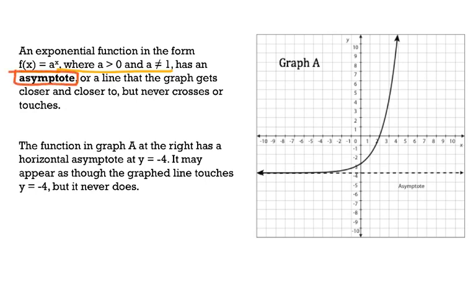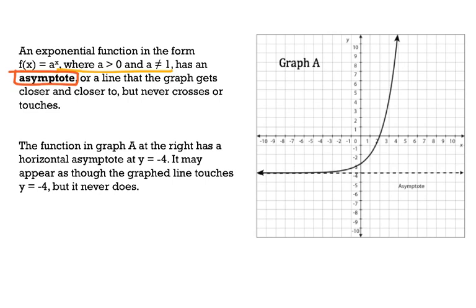That asymptote is a line that the graph gets closer and closer to, but never crosses or touches. So we'll never reach that value.